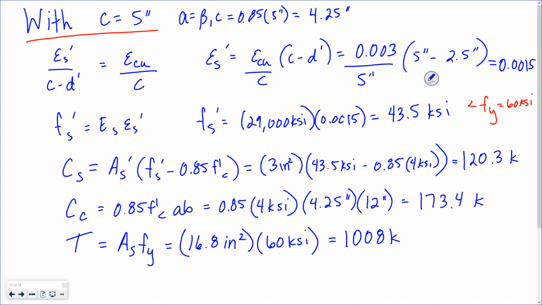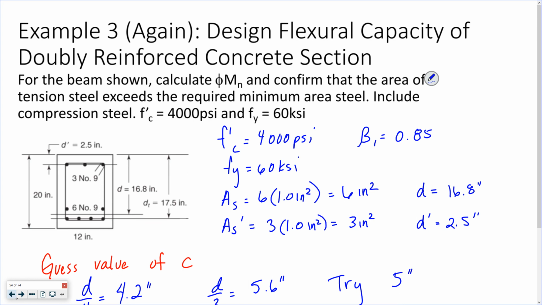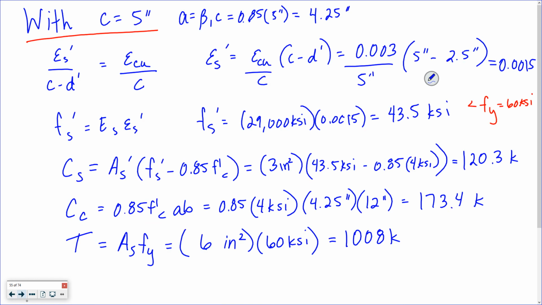I don't know how good, 16.8, that is totally wrong. That is the D. I was like, that is a weird number. It's 6 square inches, right? A sub S, 6 square inches. I was like, that's really off. 6 times 60, 360 kips. Oh, good, because I was like, they're really far apart.